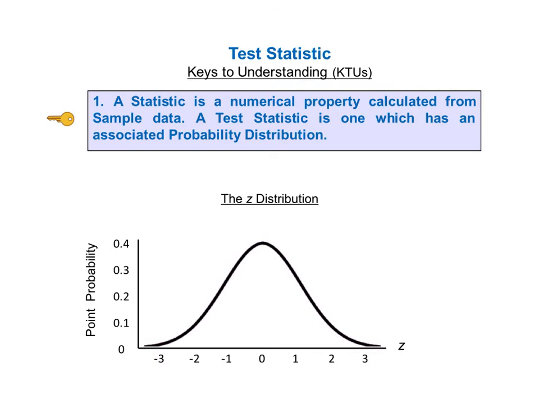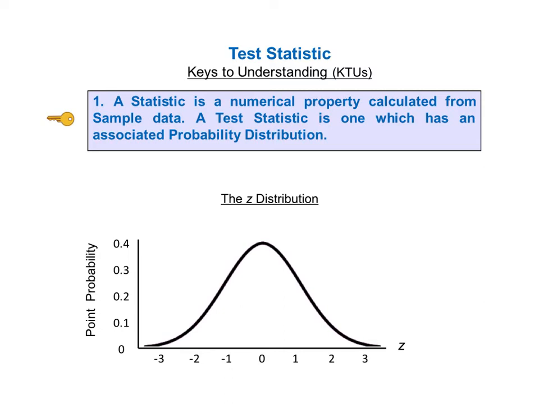A statistic distills the information contained in the multiple data values of a sample into a single number which is used to describe that sample. The mean and the standard deviation are 2 examples of statistics. A test statistic has the additional property of being associated with a probability distribution or a family of such distributions. Given a value for the test statistic, we can use the distribution to tell us how likely that value is. It gives us a point probability.